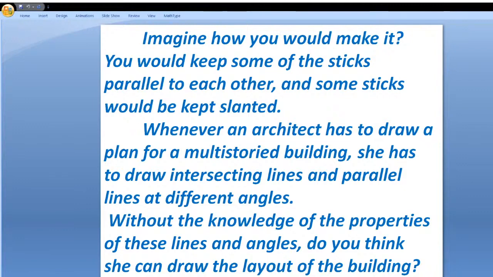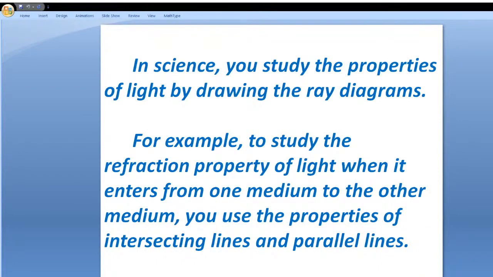Whenever an architect has to draw a plan for a multi-storied building, she has to draw intersecting lines and parallel lines at different angles. Without the knowledge of the properties of these lines and angles, do you think she can draw the layout of the building? In science, you study the properties of light by drawing the ray diagram. For example, to study the reflection properties of light, when it enters from one medium to the other medium, you use the properties of intersecting lines and parallel lines.